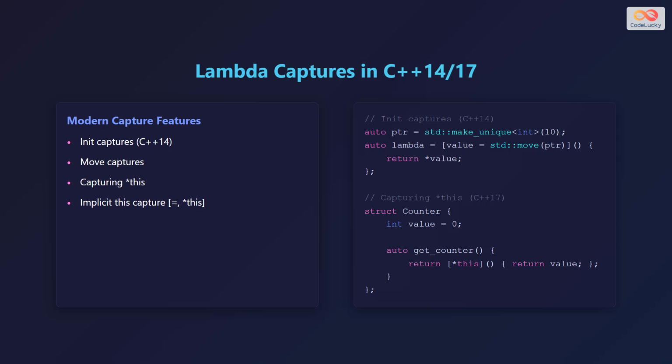In the capturing this example, we create a structure called Counter, with the data member value initialized to 0. The member function getCounter returns a lambda function. This lambda captures the structure's this pointer and returns the value.